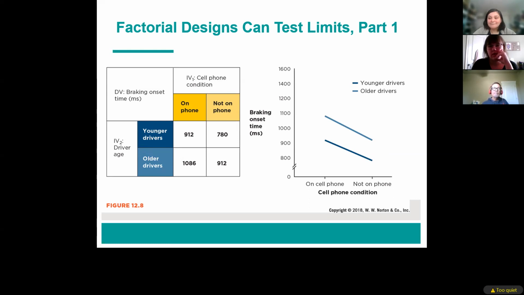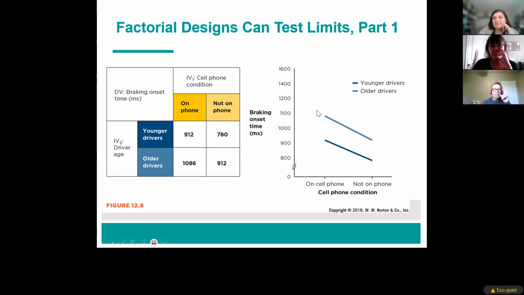The age does not impact whether you're on a cell phone or not. Perfect. Yes. That's exactly the finding. So age doesn't have an effect on braking time onset, whether you're using a cell phone or not. So in other words, there was no interaction between cell phone and age. So the effects of talking on a cell phone don't depend on age. So you can see that older drivers overall tended to be a little bit slower than younger drivers, but that didn't depend on cell phone usage.